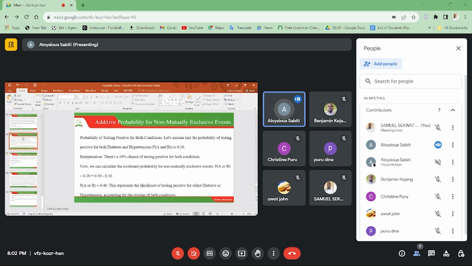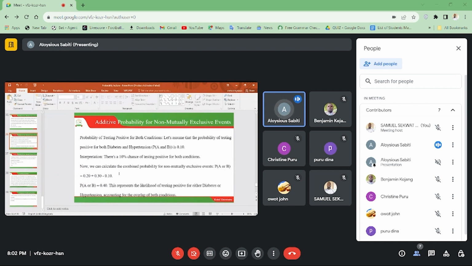So roughly that is what it is explaining, even in this upper statement that you're seeing up here, where we are able to say that you're adding 0.20 plus 0.30 minus the probability of A and B to give you the figure that is down here, which is 0.40. So this represents the likelihood of testing positive for either diabetes or hypertension, accounting for the overlap of both conditions.